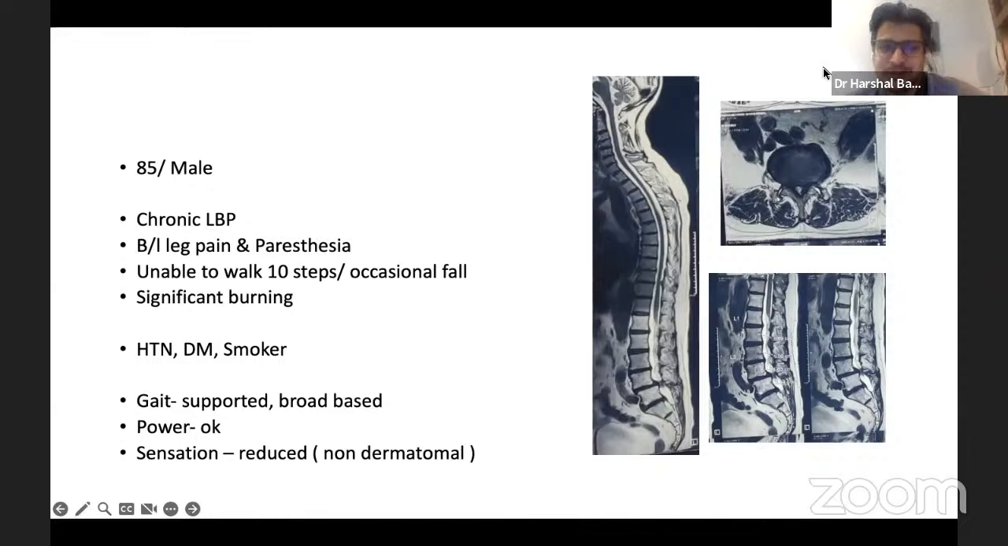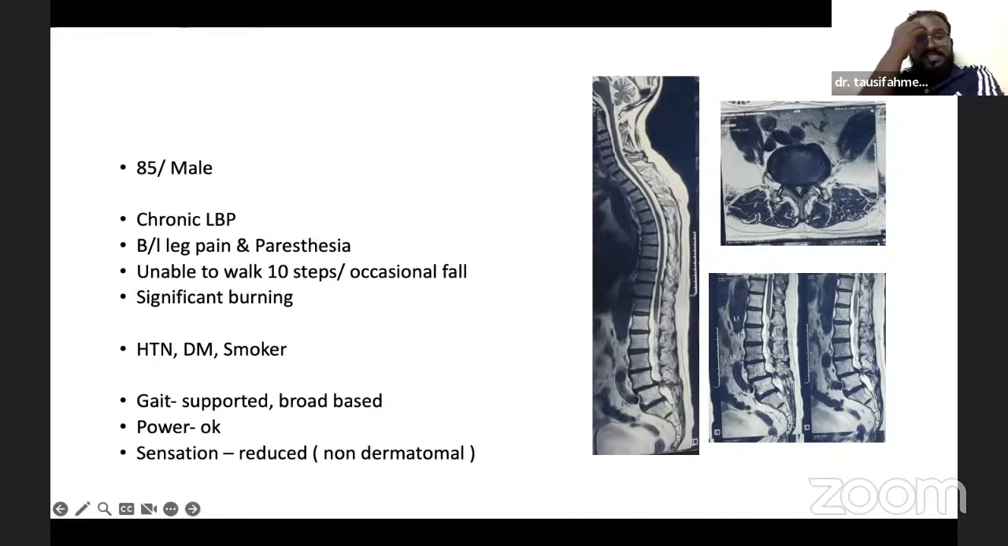So this is an 85-year-old gentleman with chronic low back pain, bilateral leg pain and paresthesias, unable to walk 10 steps since the last 3 months, history of occasional fall. There's significant burning in bilateral feet. He's a hypertensive, diabetic, smoker, all those things come with. Gait is supported and broad-based. There is no motor deficit, and sensation is reduced bilaterally in leg and foot, non-dermatomal. And this is the MRI he comes with to you. Anyone would want to take this up? What would they do next? Tausif, what would you do?